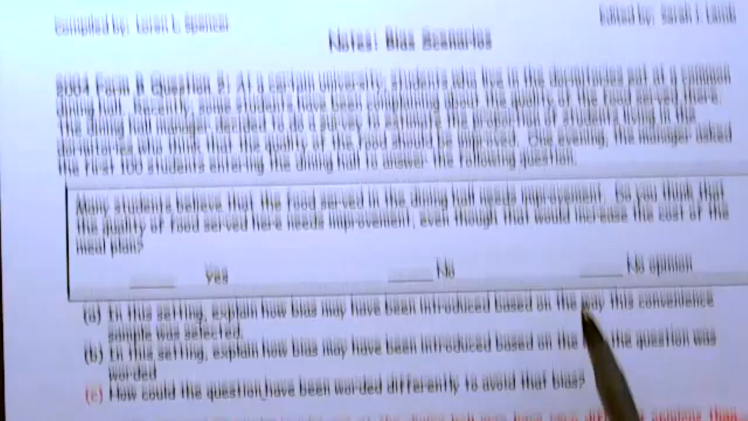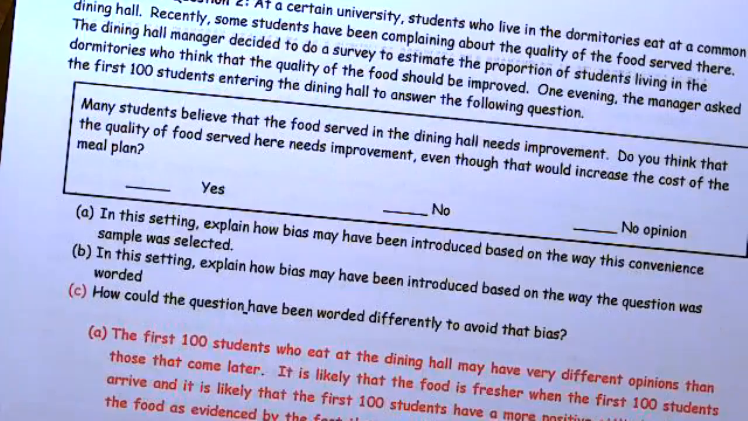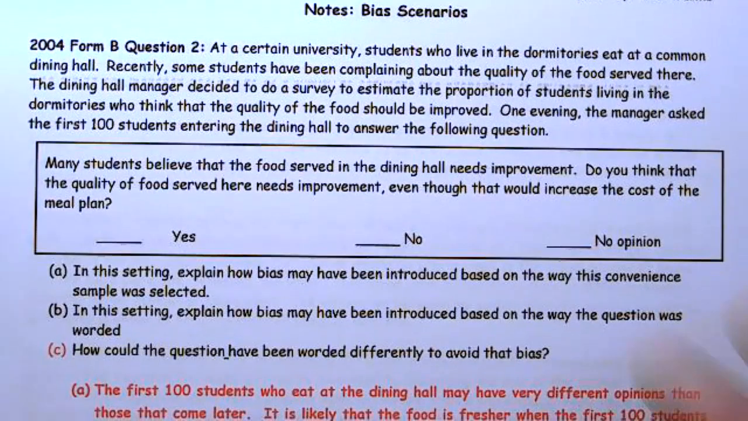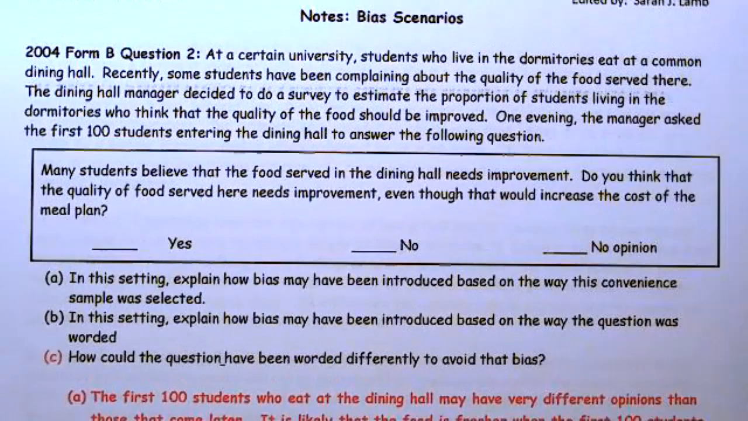Here's another scenario, the second bias scenario, 2004, part B, Form B, question 2. At a certain university, students who live in the dormitories eat at a common dining hall. Recently, some students have been complaining about the quality of food served there. The dining hall manager decides to do a survey to estimate the proportion of students living in the dormitories who think that the quality of food should be improved.